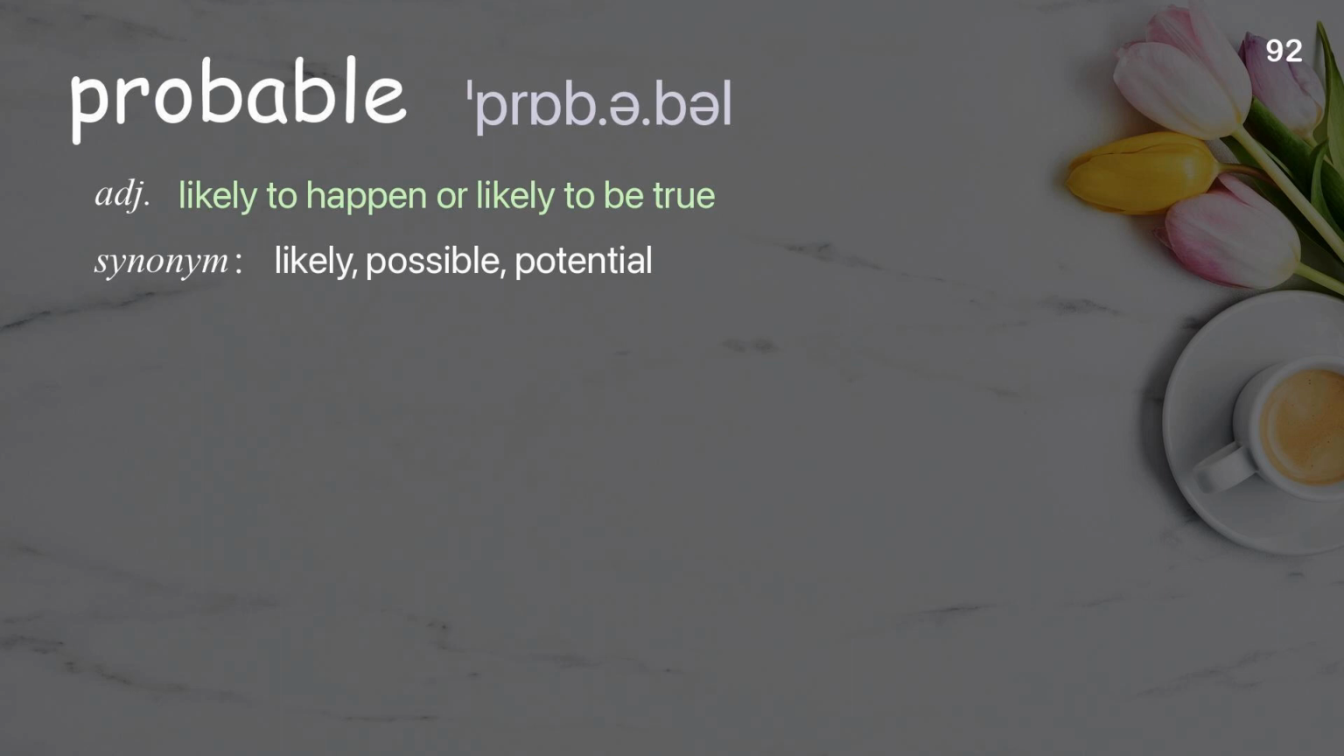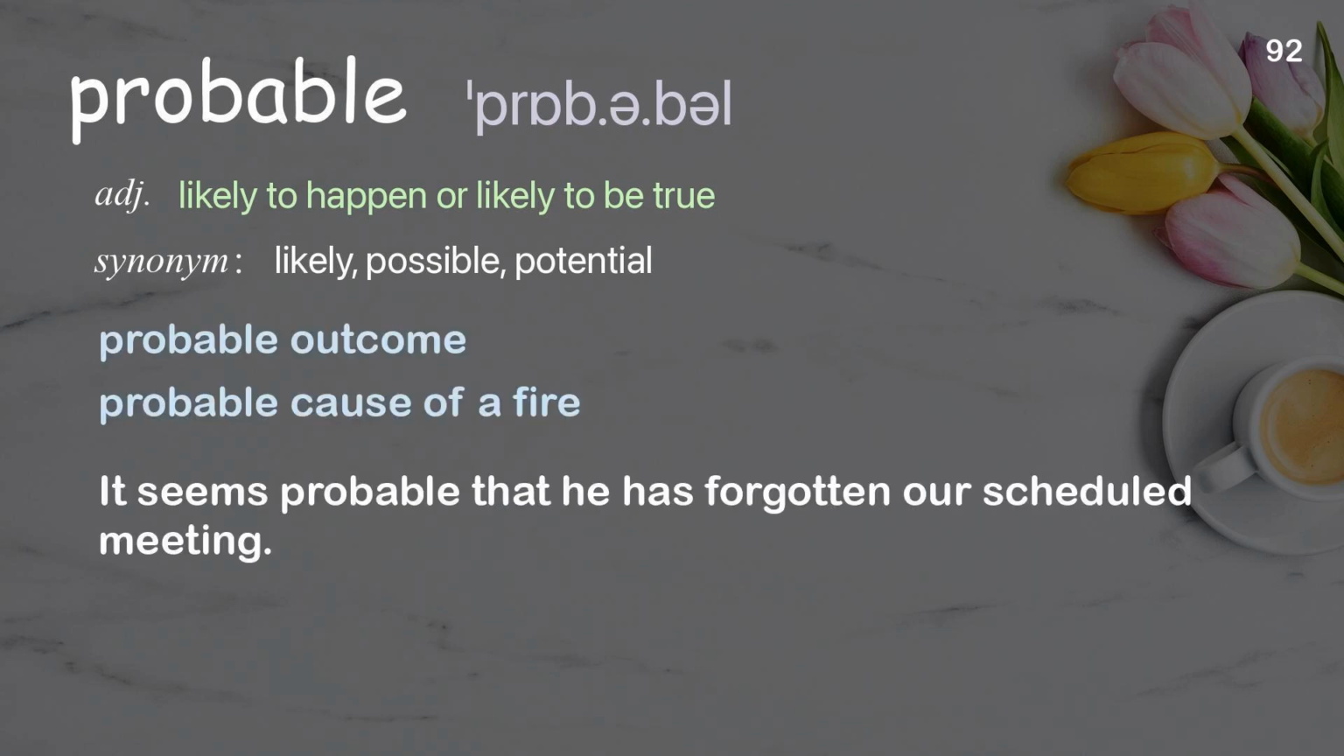Probable. Likely to happen or likely to be true. Examples: probable outcome, probable cause of a fire. It seems probable that he has forgotten our scheduled meeting.